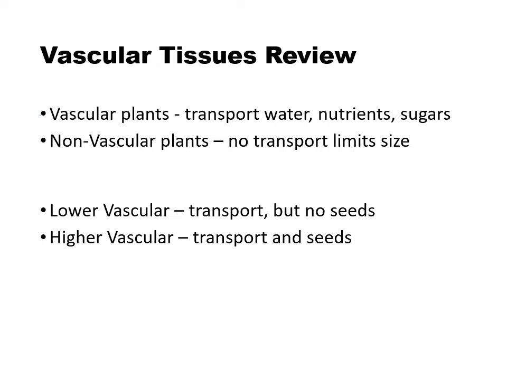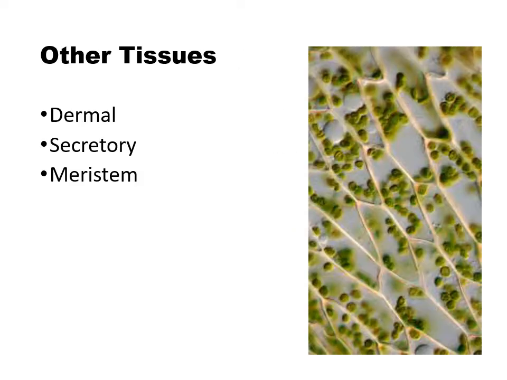Of course, then for vascular plants, we split them into two categories. We have the lower and we have the higher. That's a terrible arrow, right? And just to review, the lower vascular plants have no seeds. They do have transport because they're vascular, but they have no seeds. And higher vascular plants, they have seeds. Just a little review there. Looking at other tissues, right? So dermal or epidermis, which I introduced you to at the very beginning, secretory and meristem cells.